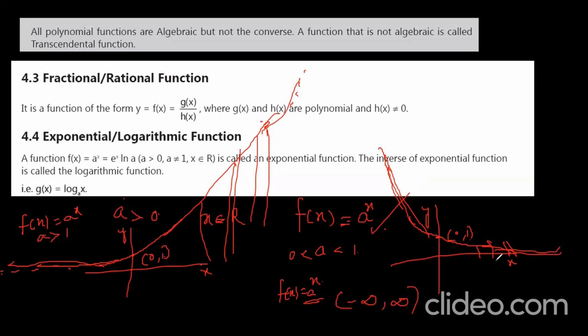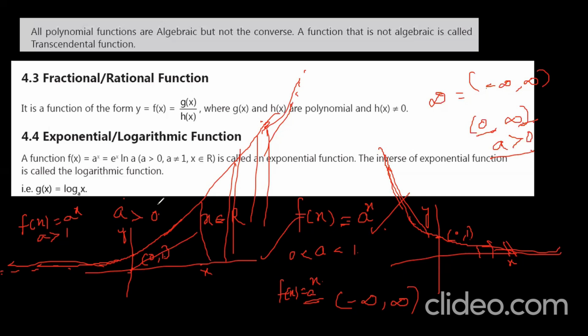So this is the question: the domain of a power x is minus infinity to plus infinity. Okay, the domain is correct. What about the range? When you go for the range, it is from 0 to infinity. Why? Because a is greater than 0. If a is greater than 0, it is going to be from 0 to infinity only. Right. Next, this is about the exponential function.